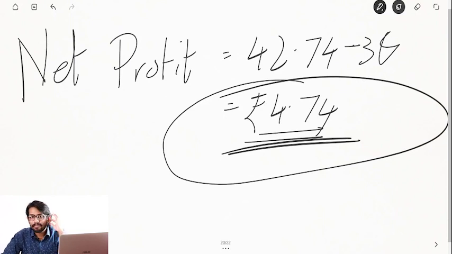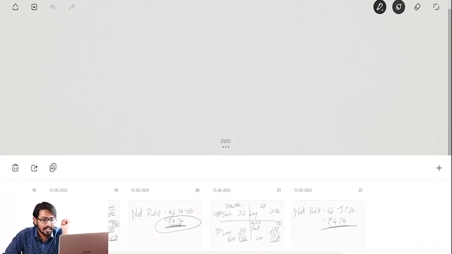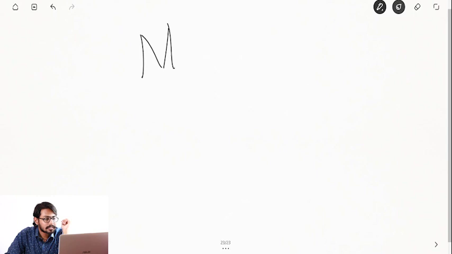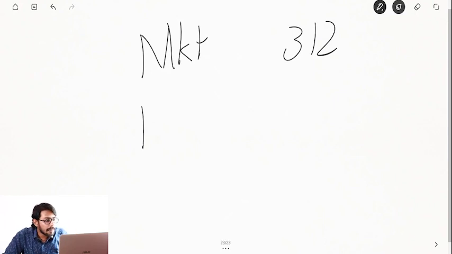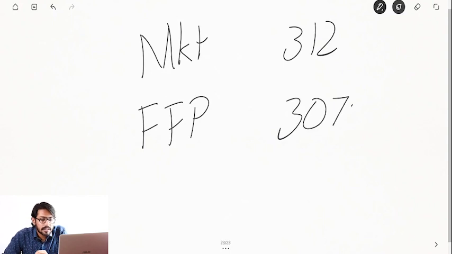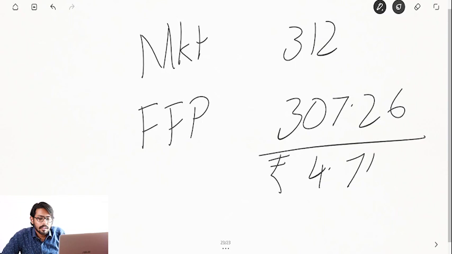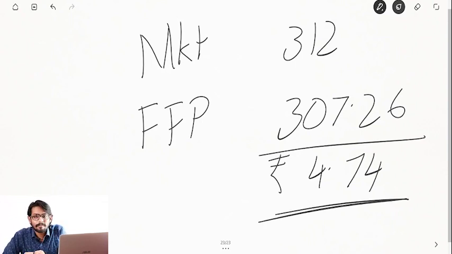profit of 4.74. Now, can I show you one magic? I'll show you one magic. Look at this. What is the market price of futures? Market price of futures is 312. What is a fair future price that you have computed? You have computed futures should have a fair price of 307.26. There is a mistake in the market. How much is the mistake in the market? The market has committed a mistake of 4.74. That 4.74 will come to you as a profit, as an arbitrage profit.